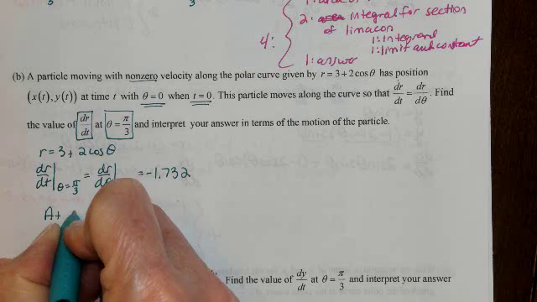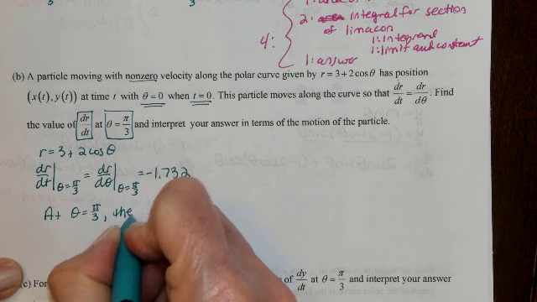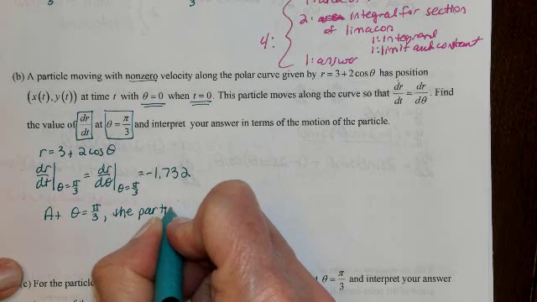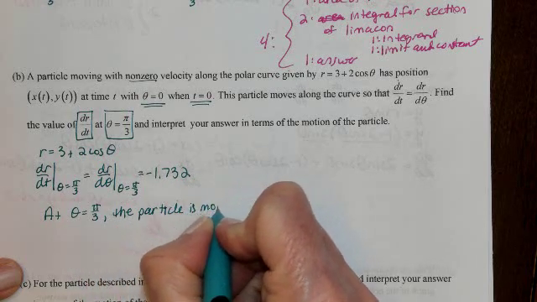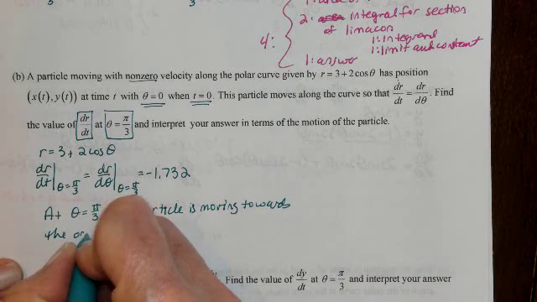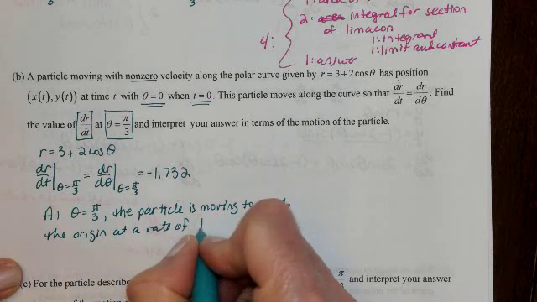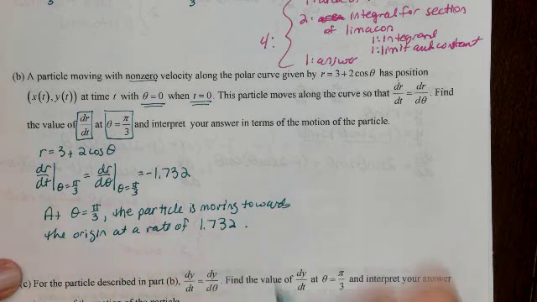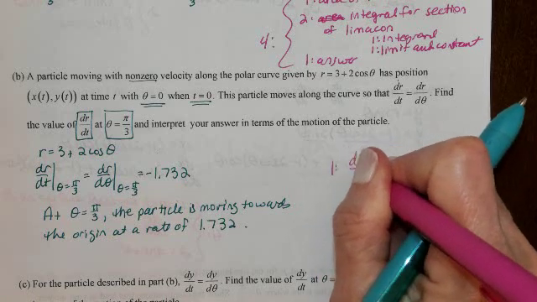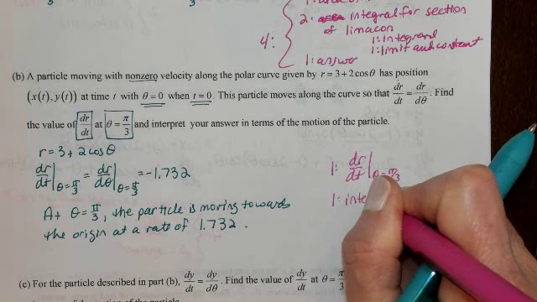So at theta equals pi over 3, the particle is moving towards the origin at a rate of 1.732. Okay? This was worth 2 points, 1 point for dr dt at theta equals pi over 3, and 1 point for that interpretation.